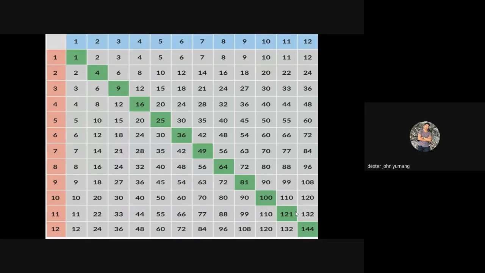81 and 100. Pero dapat ang sagot nyo hindi 81 and 100. Ang sagot nyo, 81 is 9 times 9, 100 is 10 times 10. So ang sagot dyan, 9 and 10. Hindi dapat 81 and 100. Between 9 and 10. Yan po dapat. Okay? Next.